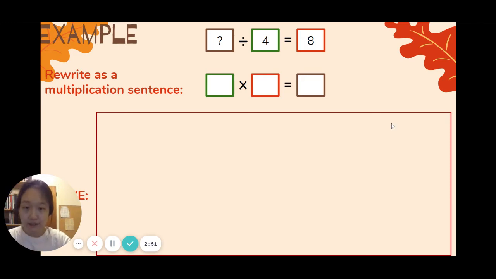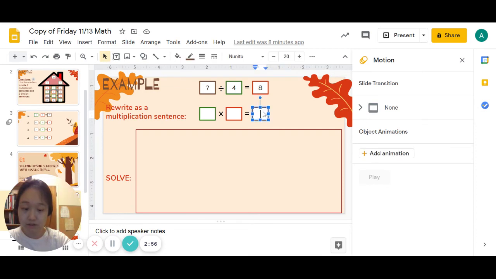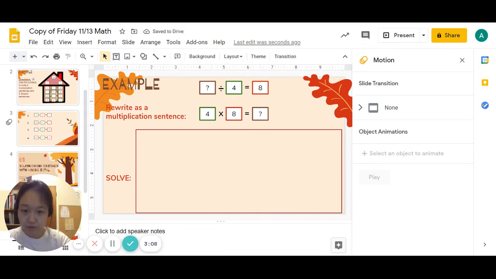So in multiplication, that total comes after the equal sign. I'm going to write my question mark here. That means the other 2 numbers go here and here. Now look at this multiplication sentence we wrote. This is a typical multiplication sentence that we know how to solve. 4 times 8 equals question mark. I just rewrote that division number sentence into a multiplication sentence, and it turned out to be something that I know how to solve really easily.